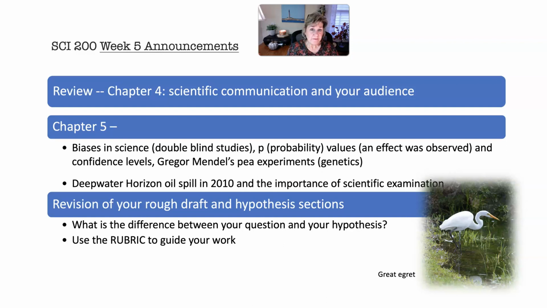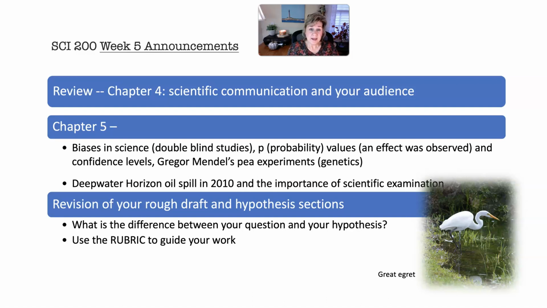You may have the highest level of understanding of your topic. That really doesn't matter if you can't communicate your information to the particular audience that you're presenting to. Okay? So scientific communication is very important. Get science across to everyone, and you have to consider your audience. So you guys did that. So this week is about biases in science. We're going to talk about that. Probability values, confidence levels. Gregor Mendel, I want to talk about them. And also the Deepwater Horizon oil spill again.